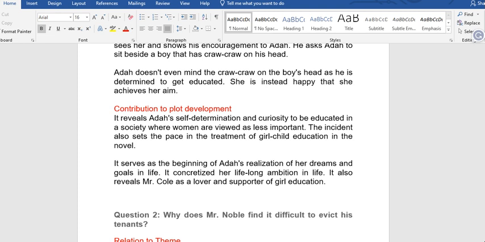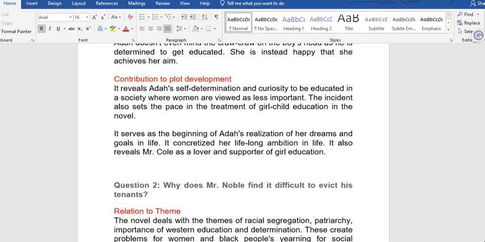Now, contribution to the plot. This is part of the question also. It reflects Ada's self-determination and curiosity to be educated in a society where women are viewed as less important. The incident also sets the pace for the treatment of girl child education in the novel.